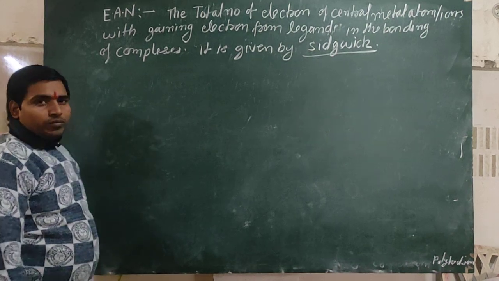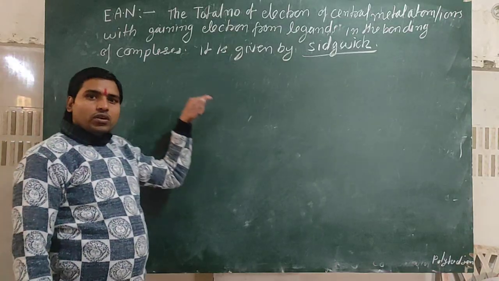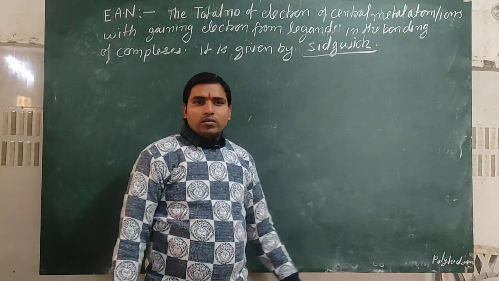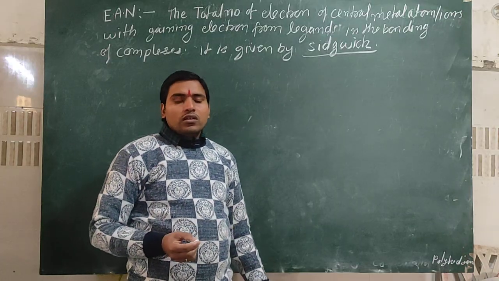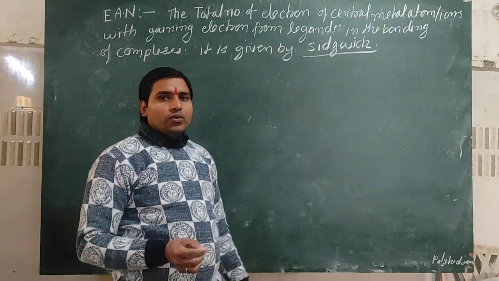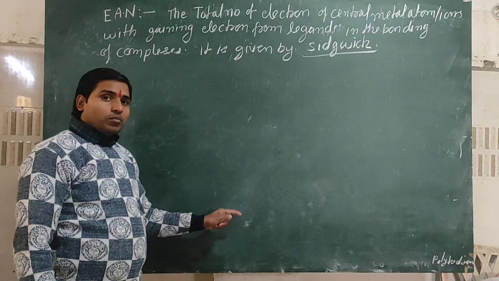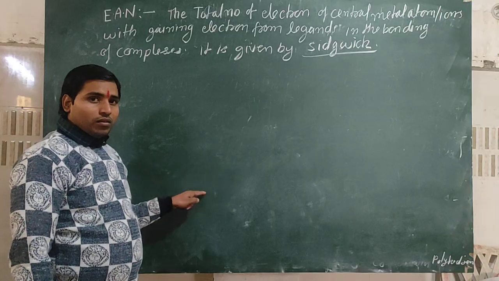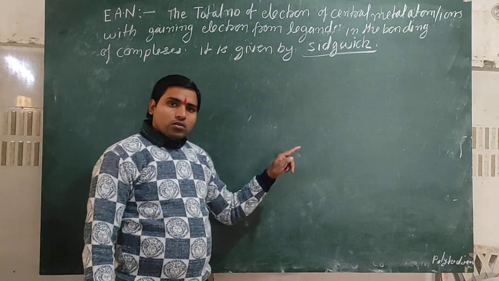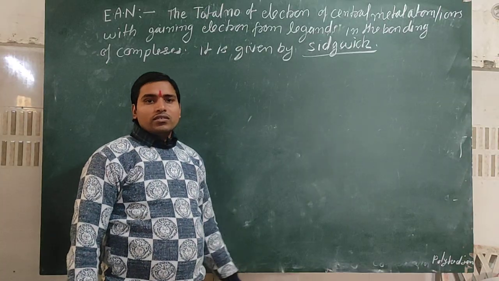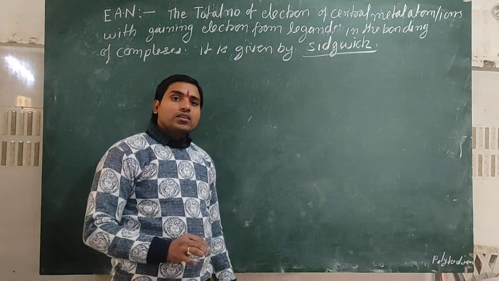If any compound has a total number of electrons around the central metal atom, which is also taken from the ligands, equal to the atomic number of an inert gas, that is, the EAN (number of electrons) is equal to the atomic number of an inert gas, then these complexes follow the EAN rule and are diamagnetic in nature.